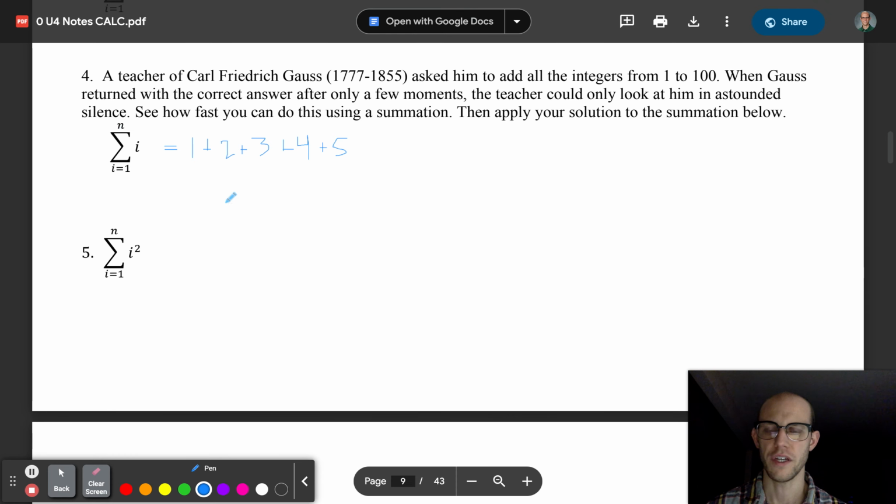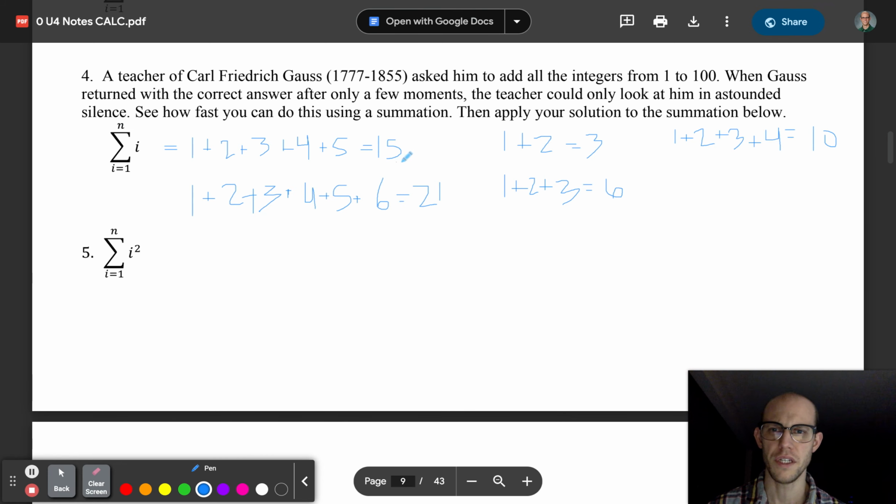And then we could go to 6. So the sum of the first 5 digits would be 15. The sum of the first 6 would be 21. And I went all the way down to 2. So the sum of the first 2 would be 3. The sum of the first 3 would be 6. The sum of the first 4 would be 10. And then you're always adding on that last number, that new number. Eventually we're going to n.